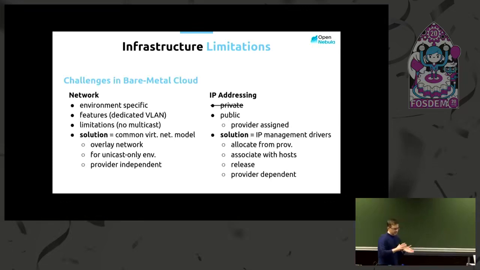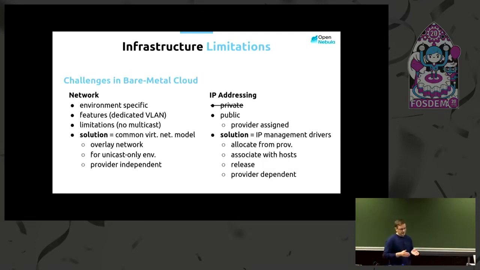From the network perspective, it's very environment specific because various providers introduce various features, like dedicated VLANs for you, but also some limitations, like no multicast support. So the solution or the approach we have to take is to introduce some kind of common virtual network model, which is able to work independently of the provider. So we are using the overlay network, VXLANs, but we don't rely on the multicasts. So it's just for the unicast environment.